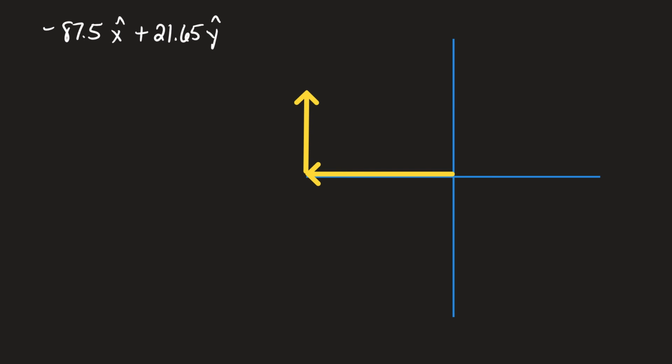Remember, when adding components together, you add them tip to tail. You don't add them both from the center. And I'm going to go ahead and label 87.5 and 21.65. You'll notice I'm leaving the negative sign out because all it did was tell me what direction to draw that arrow. But now I want to draw in my resultant, which starts from the center and goes to the last vector.